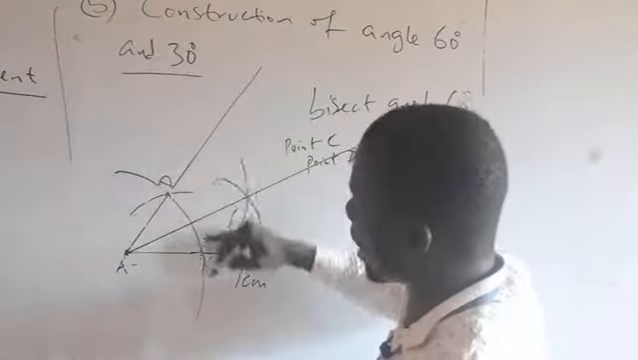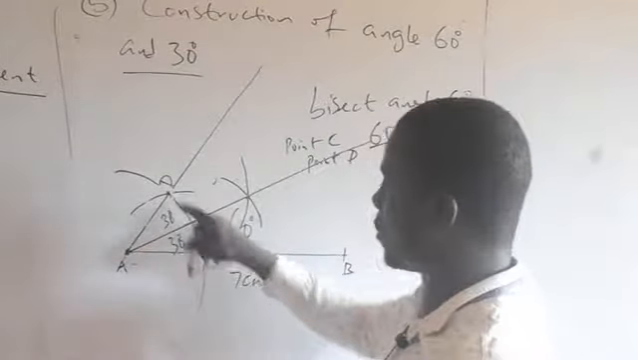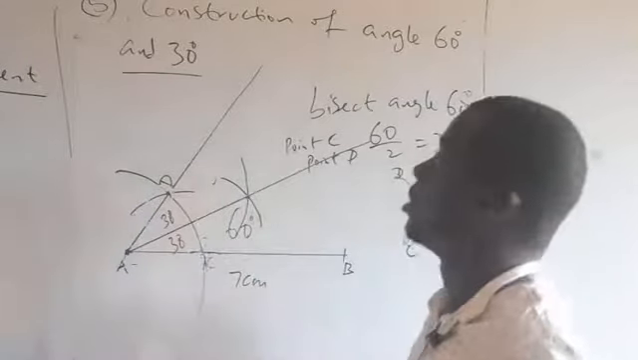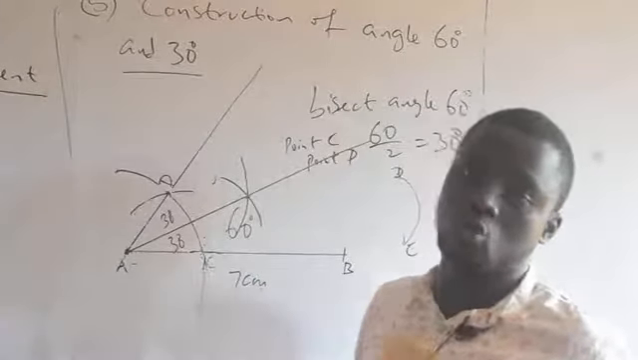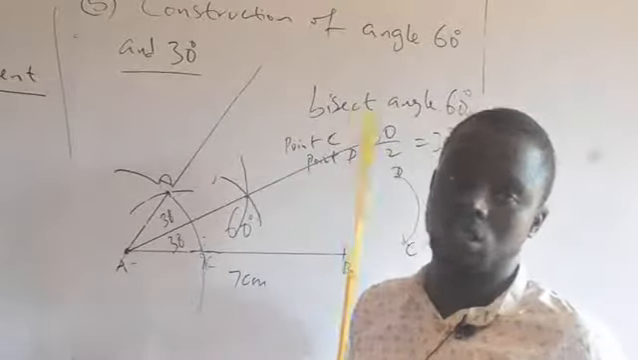Or rather, I can choose to even put a 30 degree inside here. So 30 plus 30 gives us the full angle, 60 degrees. So this is how to construct angle 30 degrees. Do you understand? Alright, so now construct angle 120 degrees.